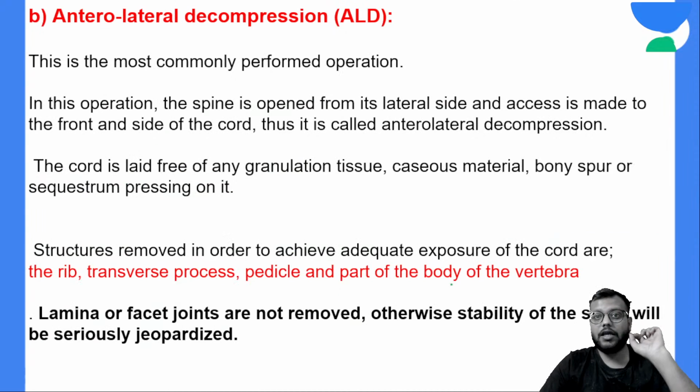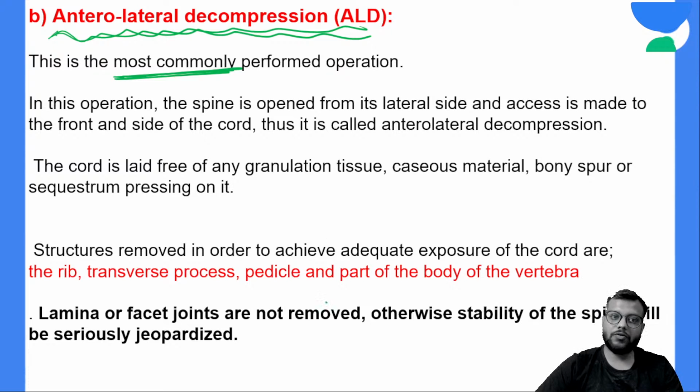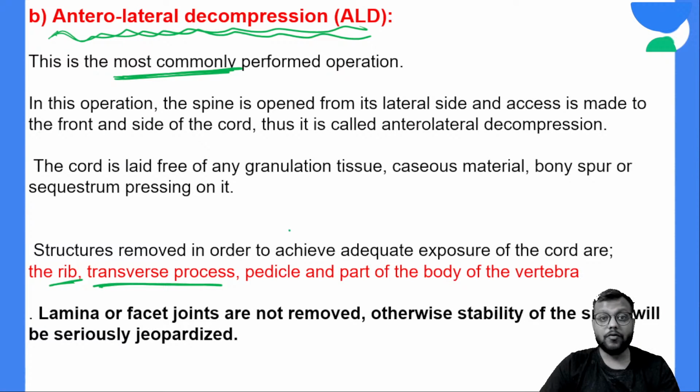Okay, so in children you go for the costotransversectomy. And if you are asked what is the operative surgery or the choice in case of Pott spine, then it is your anterolateral decompression. Okay, it is your anterolateral decompression which is the most commonly performed one. And इसमें what are the structures that you will remove? You will remove the ribs, the 2-inch part of the ribs, the transverse process, उसके पीछे there is the pedicle, and then a small part of the body of the vertebra. You will not remove the lamina.